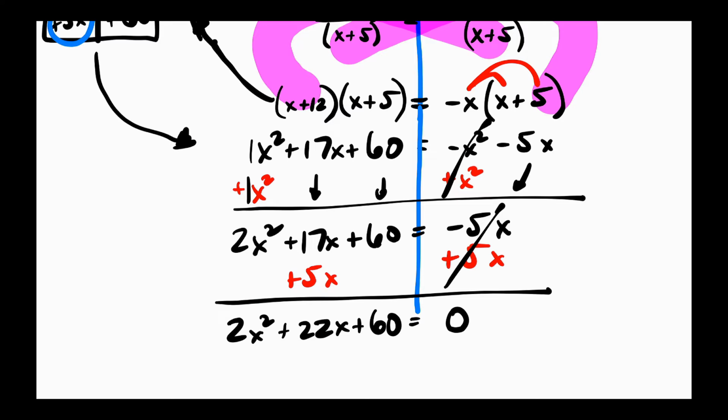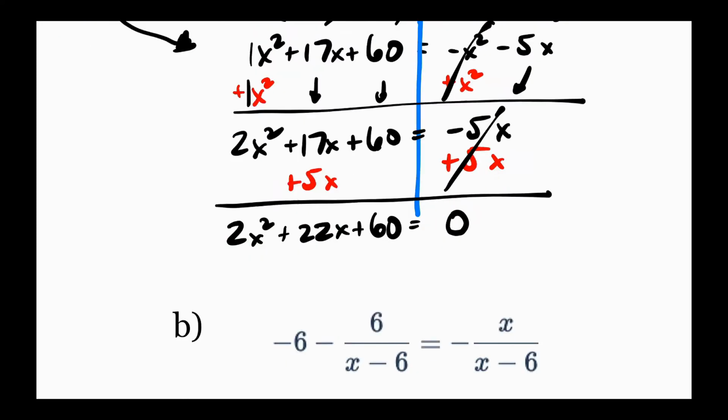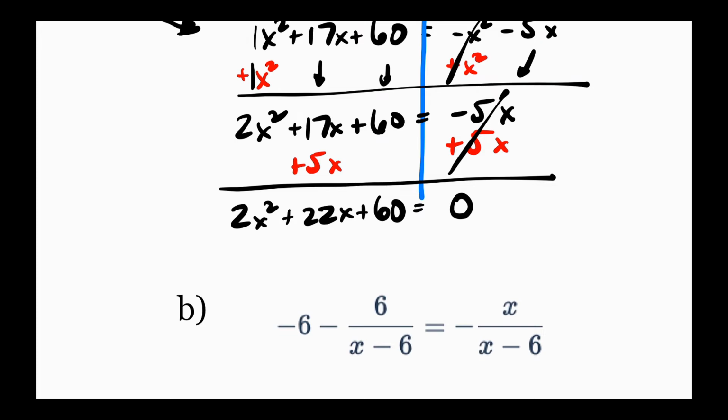Okay, it's a trinomial, right? We have steps to factor and solve trinomials. First step is set it equal to 0. Done. We already did that. Second step is GCF. Is there going to be a GCF? Yes, there is. What am I going to divide them all by? 2.